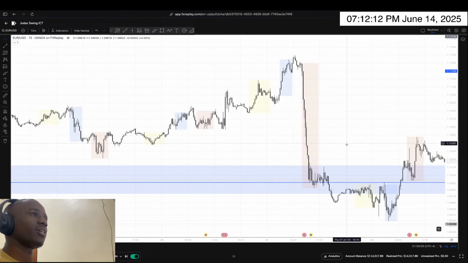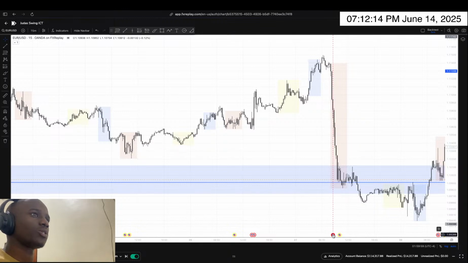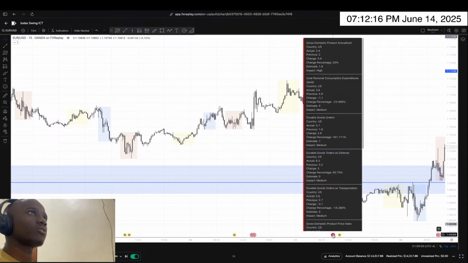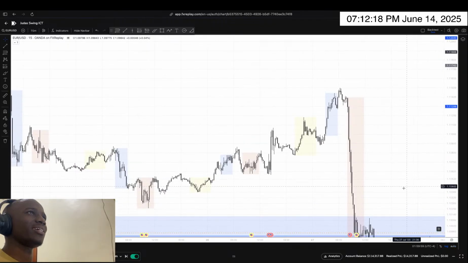Imagine now having a trade like this one. It would change your life. What's it? Gross domestic product annualized, something like that. Okay, 8, 8, 15.